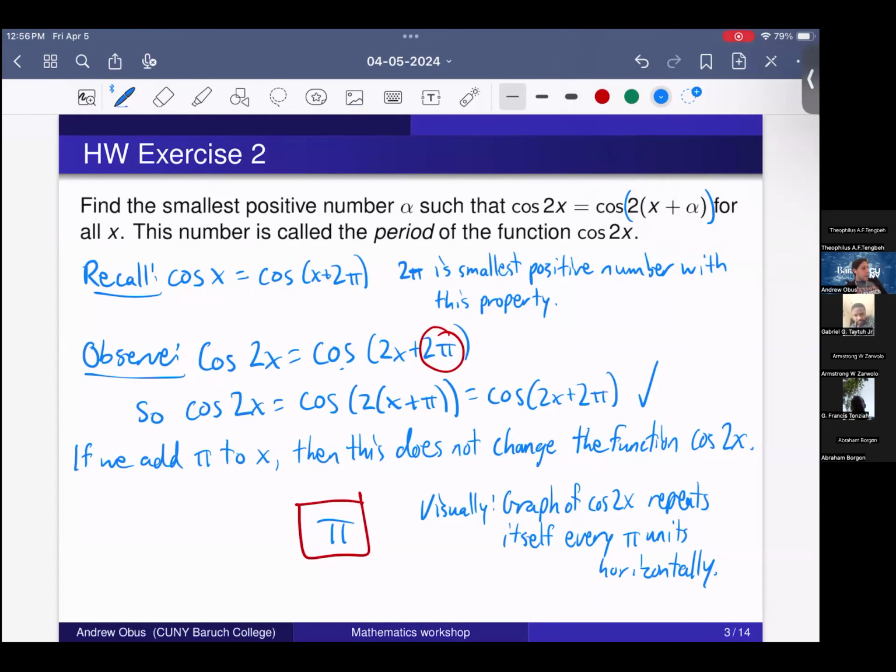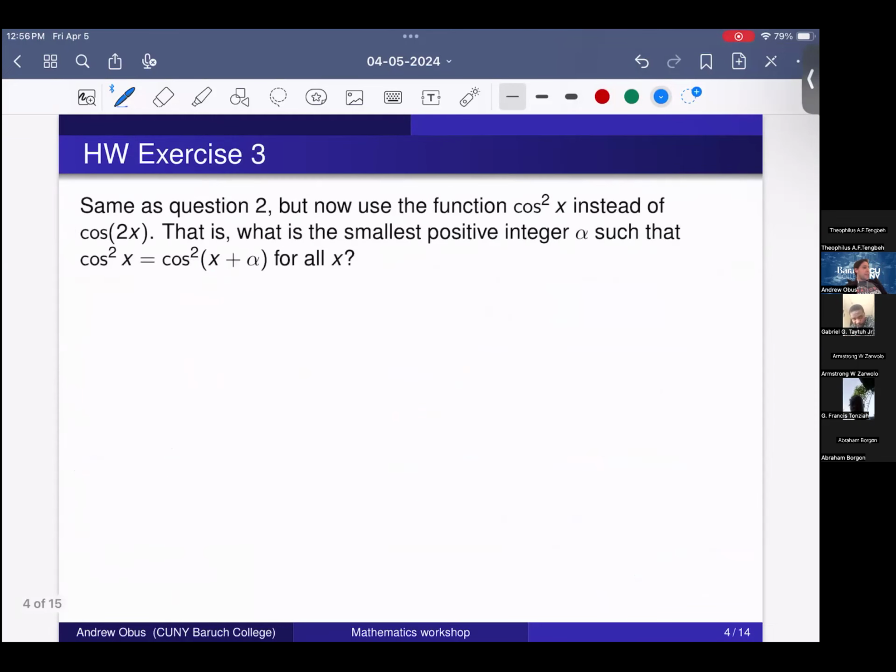Okay, so let's look at homework exercise 3. It's the same as question 2, but now we're using the function cosine squared of x instead of cosine 2x. The question is asking, what is the smallest positive number alpha, and this should not say integer, this should say number, such that cosine squared x equals cosine squared of x plus alpha for all x.